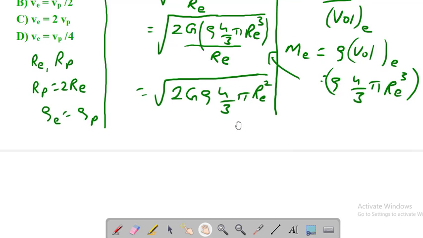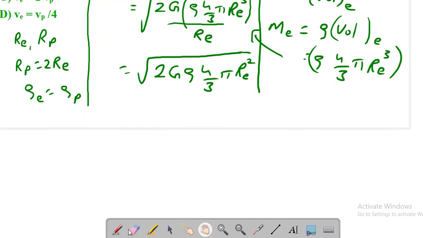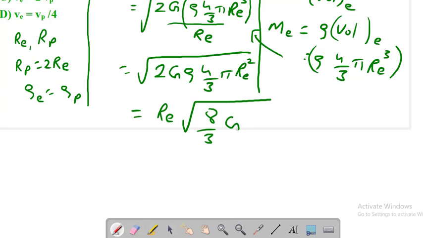Next what we do is, we don't do this calculation, we just take Re outside. So Re square is inside the square root sign, so when we take it out we get Re, and this is under root 4 to the 8, so 8 by 3 g rho pi. Okay, this is what we get.